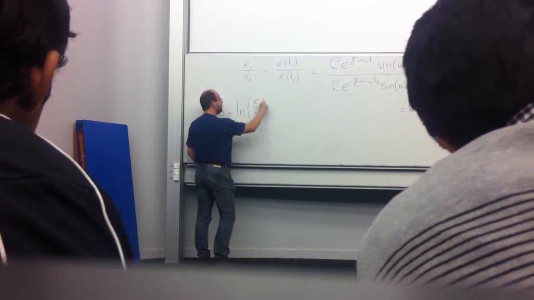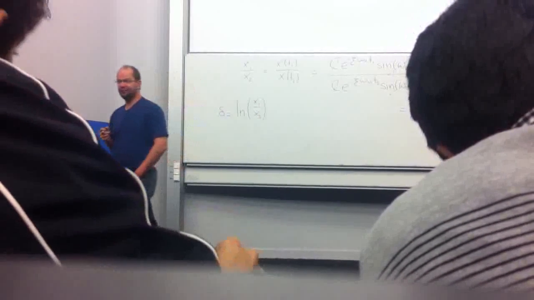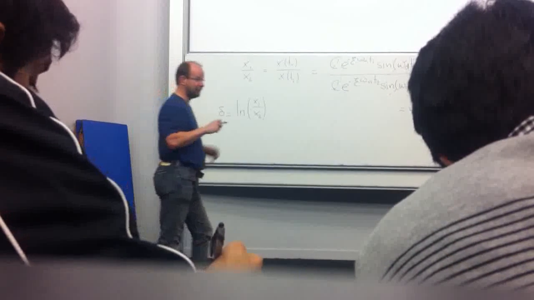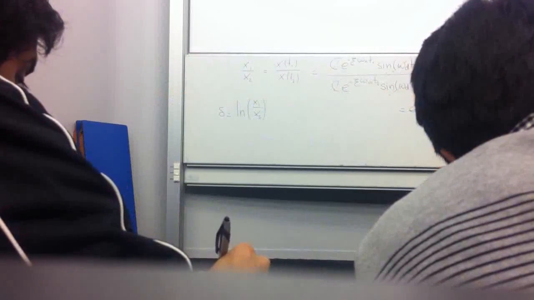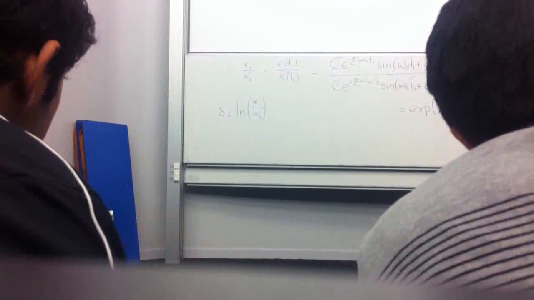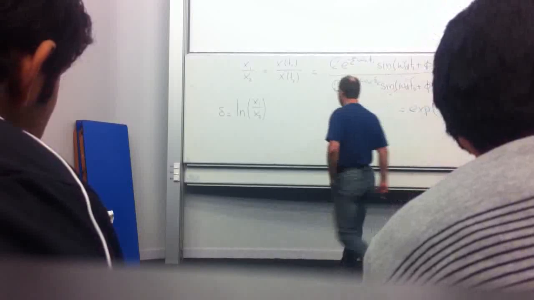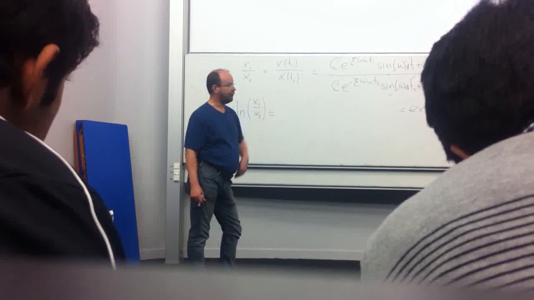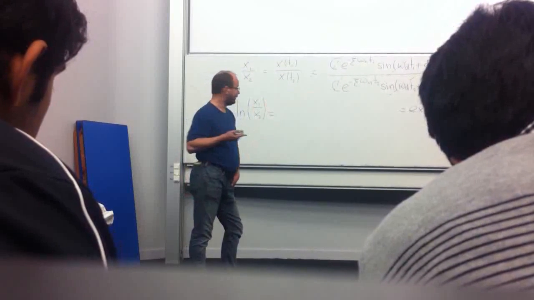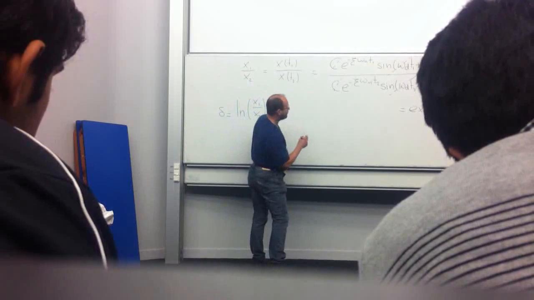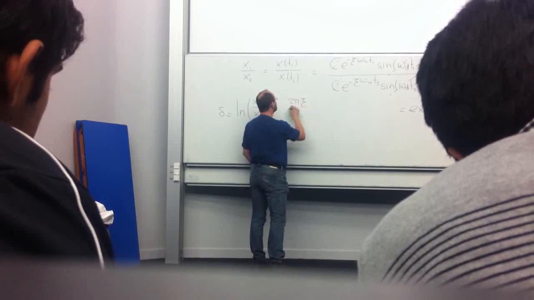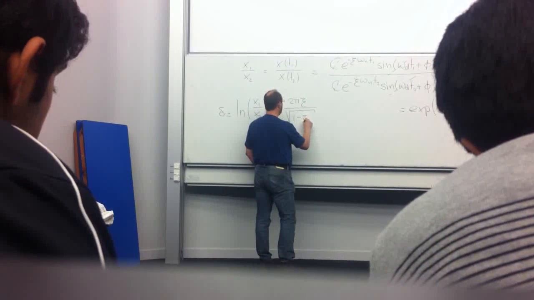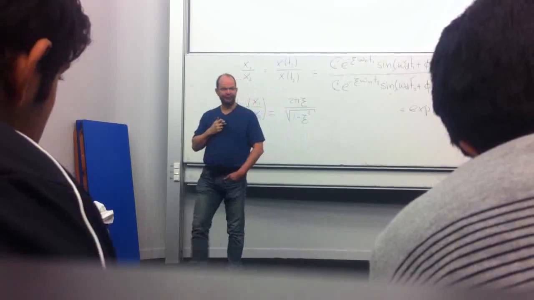So I'm going to look at the ln of x1 divided by x2, and this is normally called delta. So if you see delta, looking at vibrations, this refers to the logarithmic decrement, the logarithm of the ratio of 2 consecutive peaks. So delta, well, if I take the ln of an exponential, I just get the argument. So ln of x1 divided by x2 is 2 pi times theta divided by square root of 1 minus theta squared.